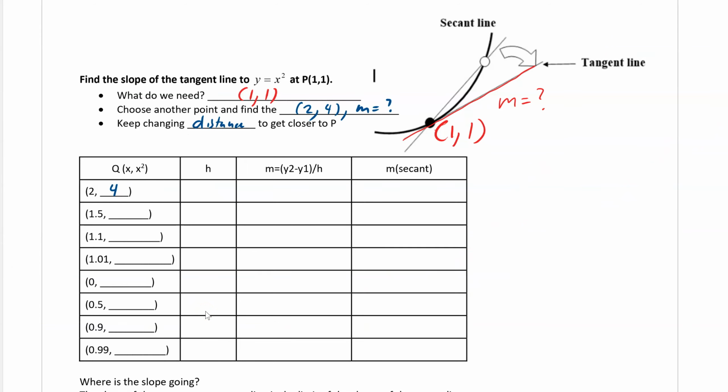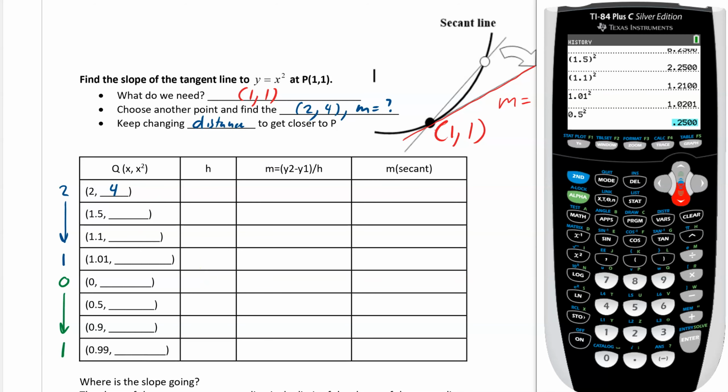So how I got these points is I'm thinking 1, and I'm starting at 2. So then I get closer to 1. And then this one would be 0 away, and then I've got to get close to 1. So that would be 0, 0.5, 0.9, 0.99. And then now if I plug these in, it gives me a point that I can use to find my slope. Okay, so I've already plugged them in my calculator. So we get 2.25, 1.21.